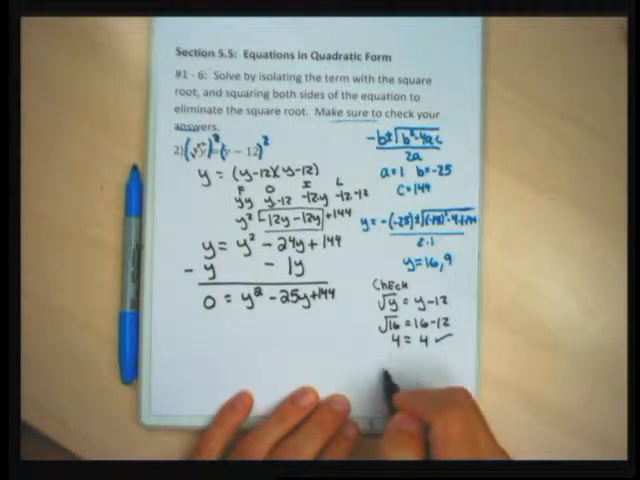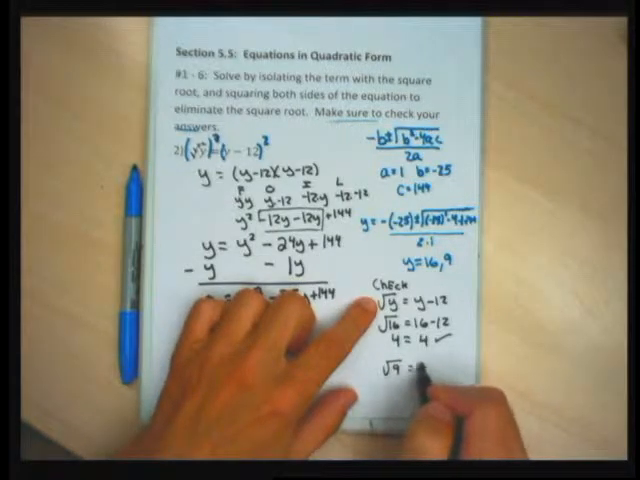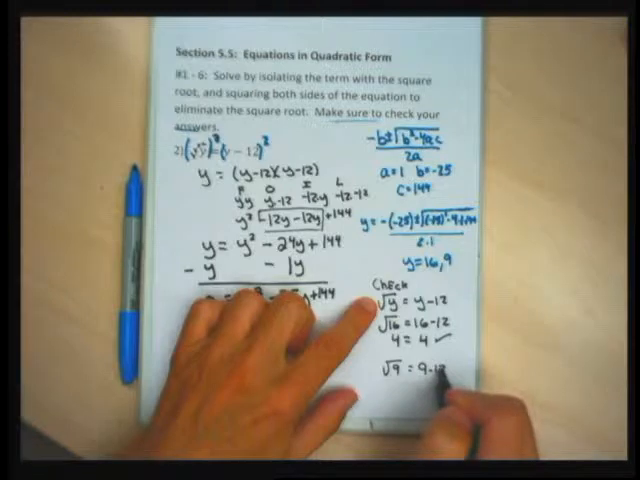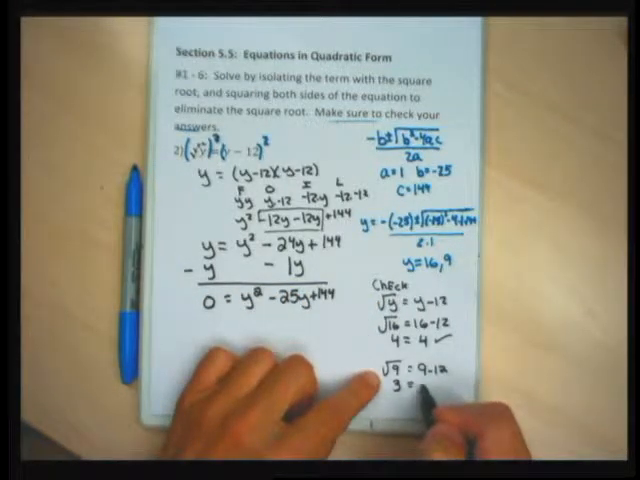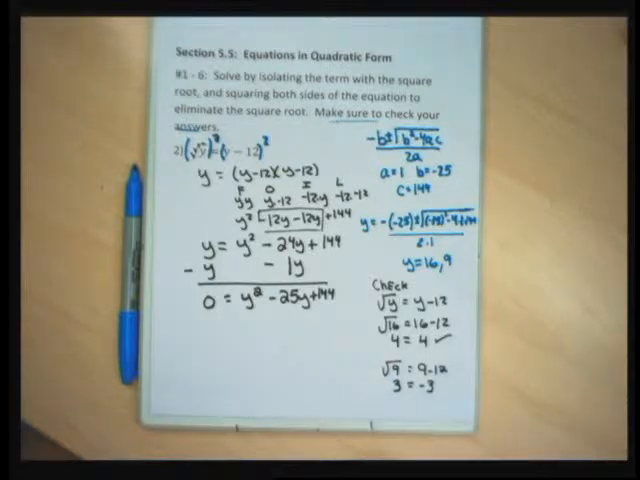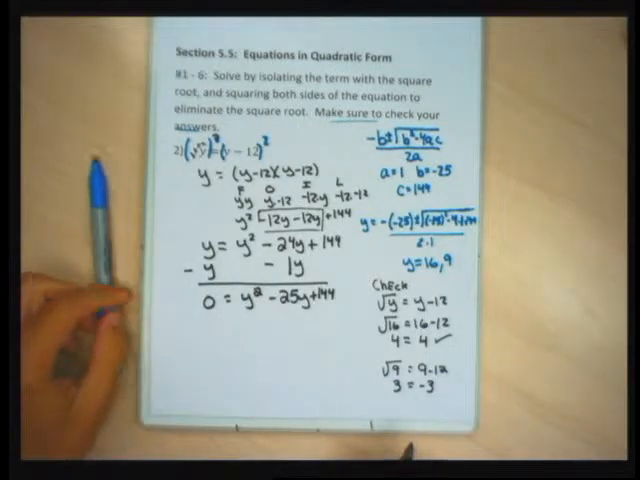Now I'll do the same thing for the 9. I'm going to go the square root of 9 equals 9 minus 12. On the left side, the square root of 9 is 3. On the right side, 9 minus 12 is negative 3. So 9 isn't a solution.